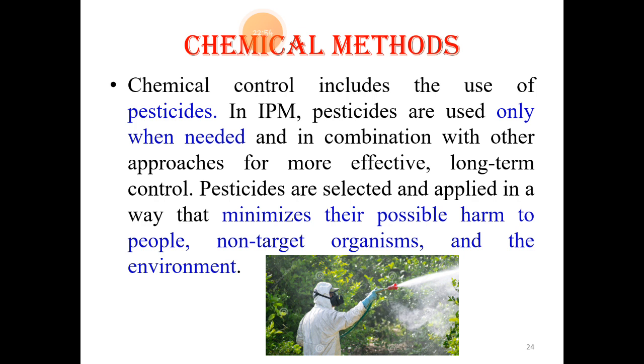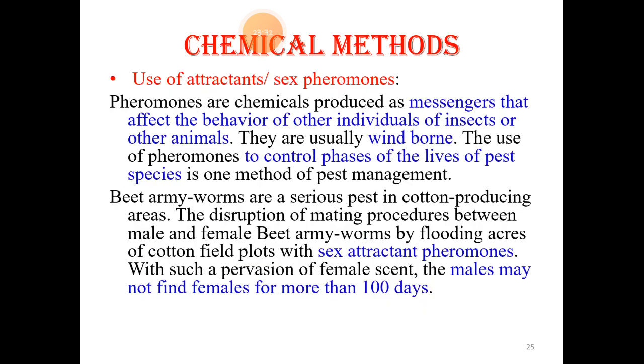IPM method, because we know that any chemicals, when added to nature, will damage the environment and cause various adverse effects on non-target organisms. So it will harm the people, harm the environment, and harm the non-target organisms. In order to overcome this, we keep the usage of pesticides, that too chemical pesticides, as the last option. It will not be used directly; it will be combined with the other methods. So that's the importance of chemical control methods.